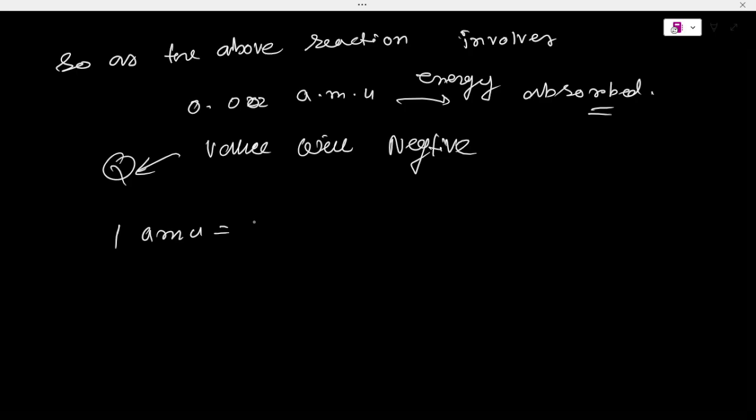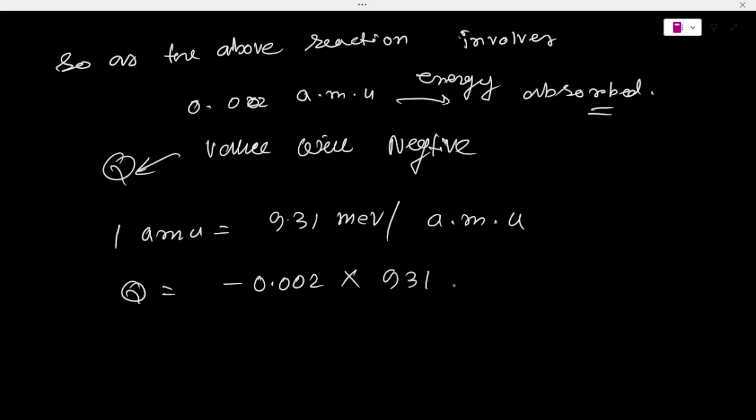Okay, 1 AMU is equal to 931 MeV per atomic mass unit. So Q will be around minus 0.002 into 931, which is around minus 1.862 mega electron volt, MeV. This is the ultimate answer of the first reaction.